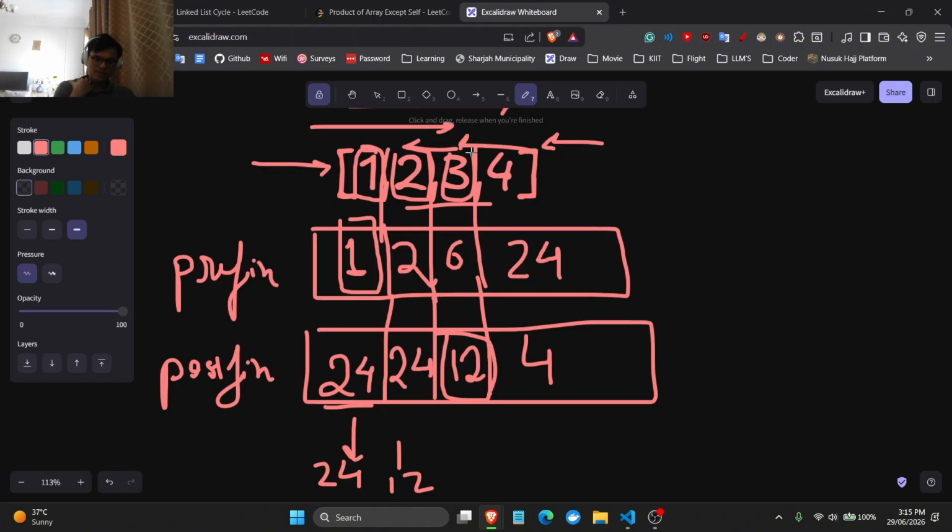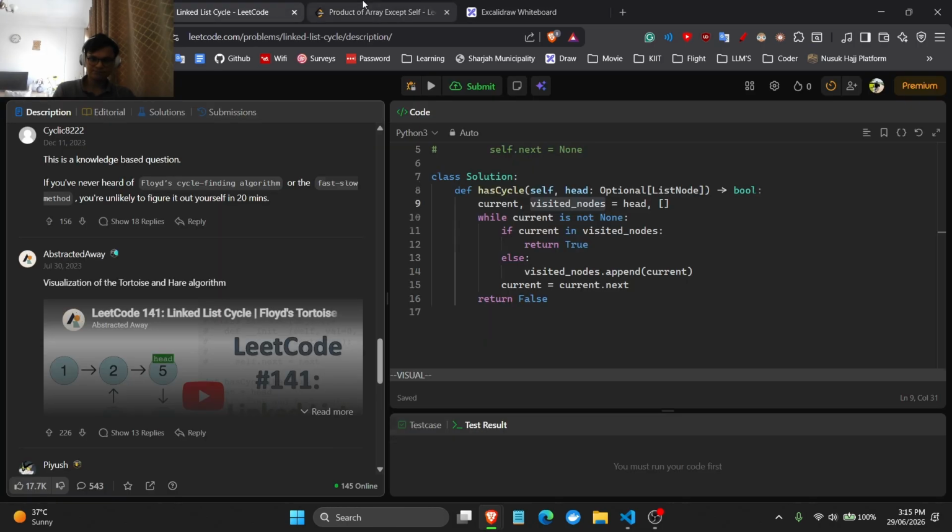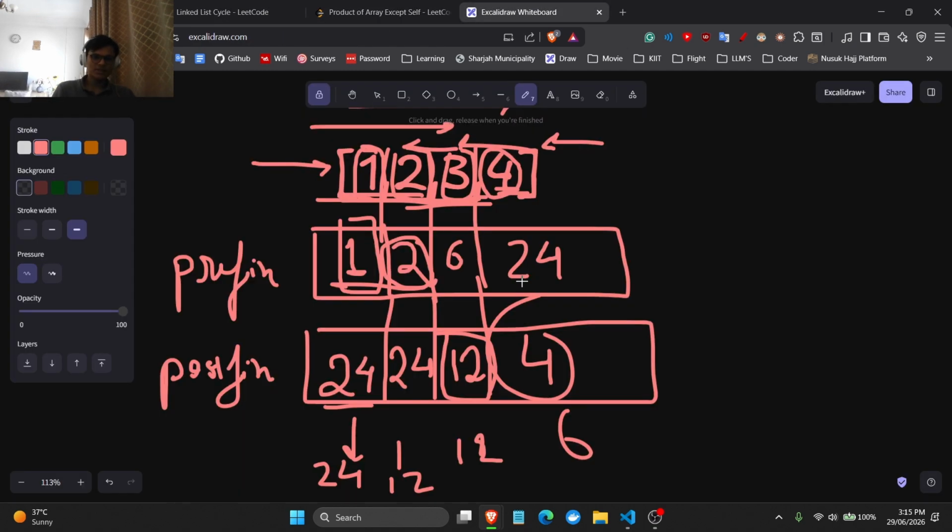What is 3? Well, I know up to 3, the prefix without involving it is 2, and before involving it, the postfix is 4 only, so 3 times 4 is 12. And then what is 4? Well, I know before 4 everything is 6, and after 4 there's nothing, right? If you don't include 4, the prefix is 6, and the postfix, well, there's nothing, so we just have 6, right?